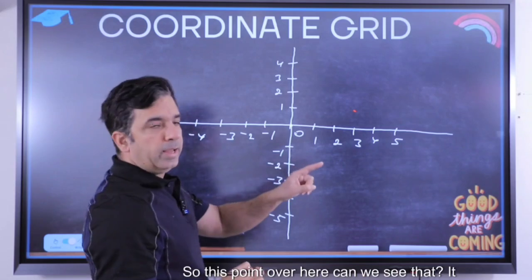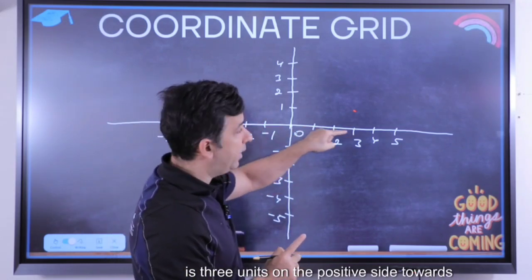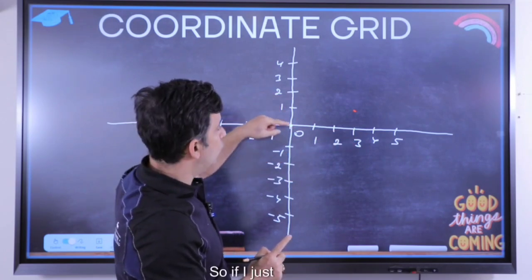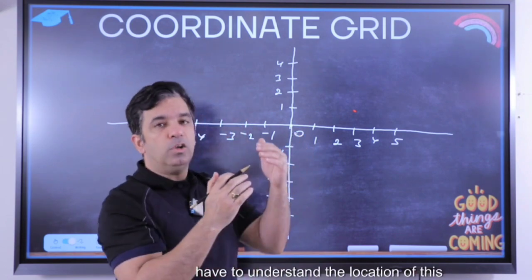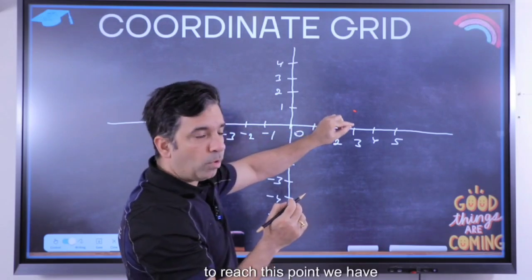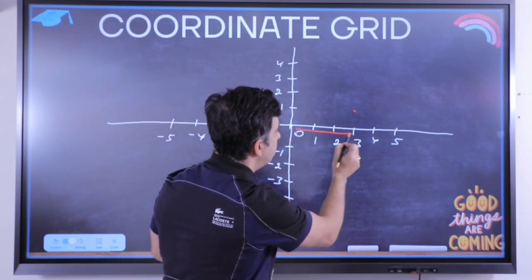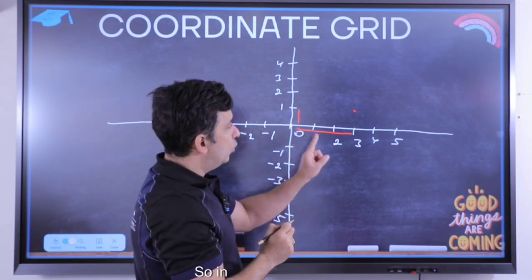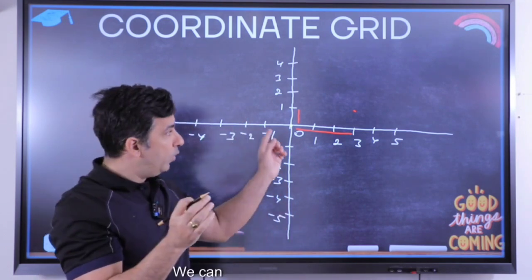So this point over here, can we see that it is 3 units on the positive side towards the x-axis and one towards the y-axis. So if I just start from here, then to understand the location of this point, can we see that in order to reach this point, we have to move 3 units in this direction and 1 unit upside.